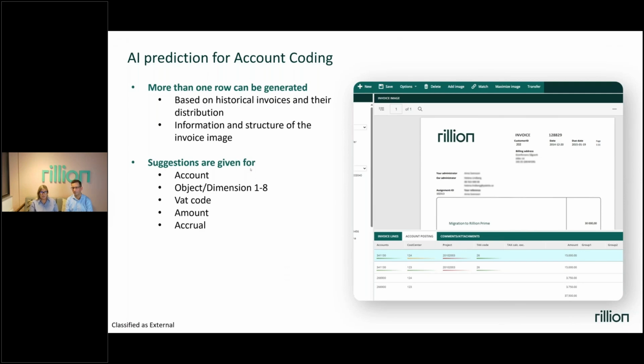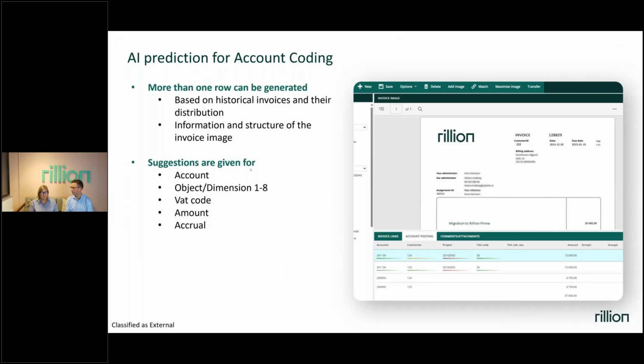The distribution of the lines will be done based on the historical invoices, but also based on the structure on that invoice image. So if it's very clear on the invoice image that it says water and electricity, for example, then the system could see that as a pattern on old invoices and use the amounts and do the distribution.